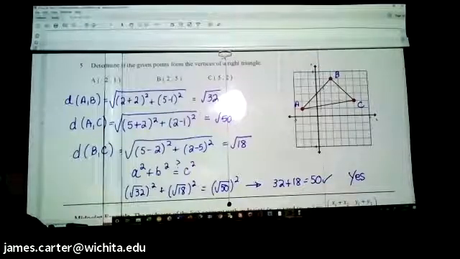So this side, which in this case would be square root of 32. This side, which is square root of 18. We square those. And does that match square root of 50 squared? Well, 32 plus 18 does in fact equal 50. So yes, the answer is yes.